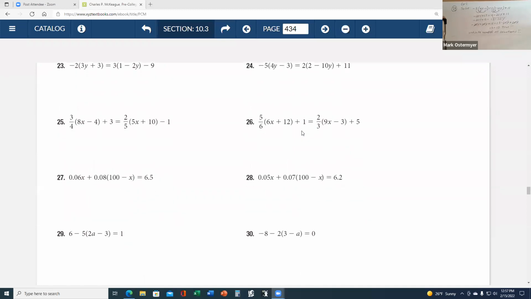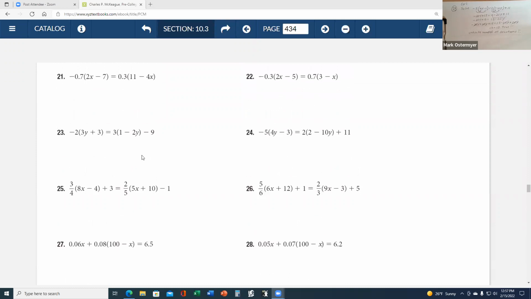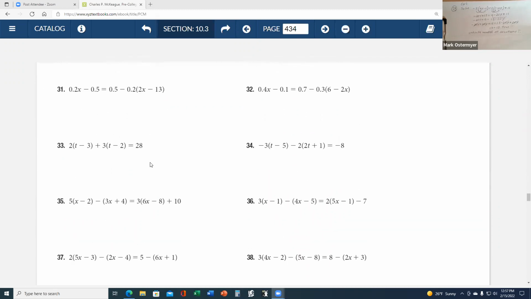All right, we're going to look at another one here. So that was number 24 there. I'm going to do another one down here, number 36. Three times x minus 1 minus 4x minus 5 is equal to 2 times 5x minus 1.